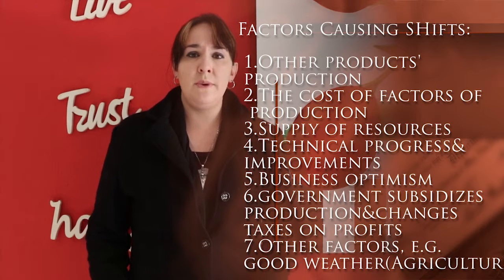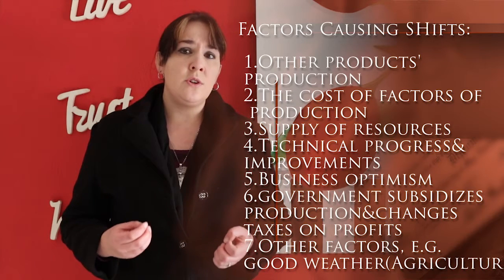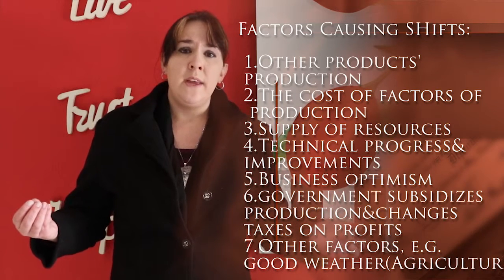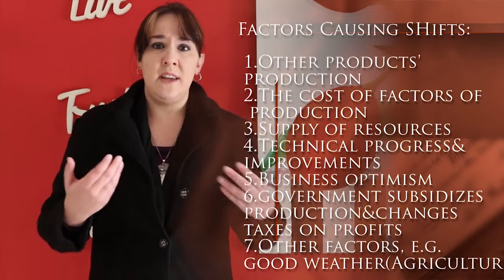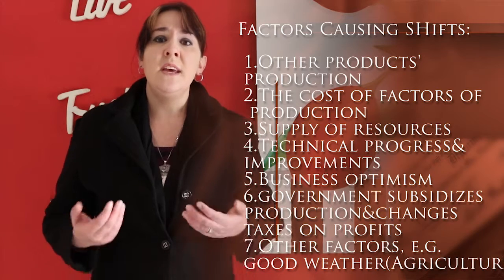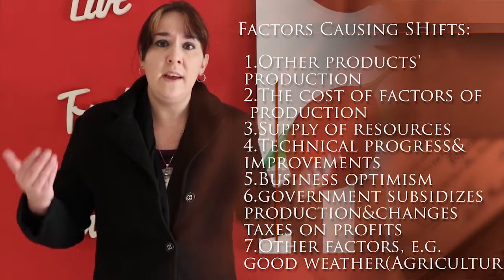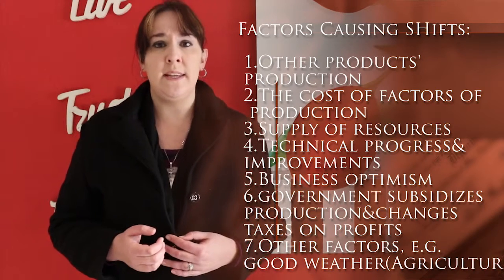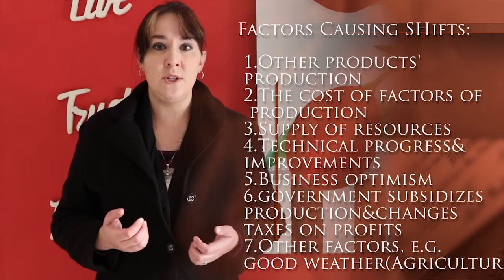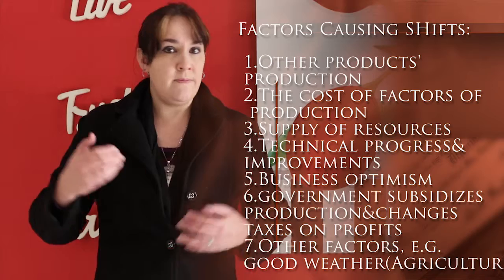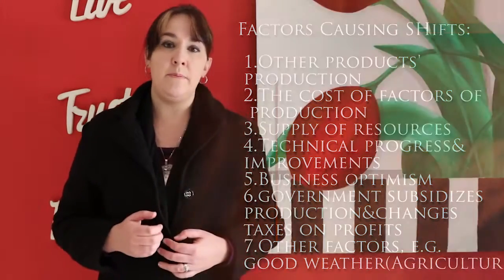Then other factors could be weather conditions, especially in agricultural industries. If there's drought or there's a flood, etc., natural disasters, it could affect crops. So that event can lead to your supply decreasing in that industry. If you, however, have fantastic weather conditions, good summer crops are great, supply could increase as well.